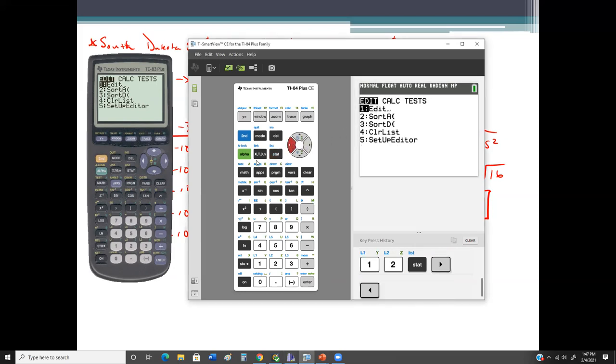Professor, I'm sorry to interrupt. I didn't see the stat. Do you have a TI-83 or TI-84? 84. Yeah, do you see right where my mouse is? Oh, I got it, thank you. Yep, no problem.